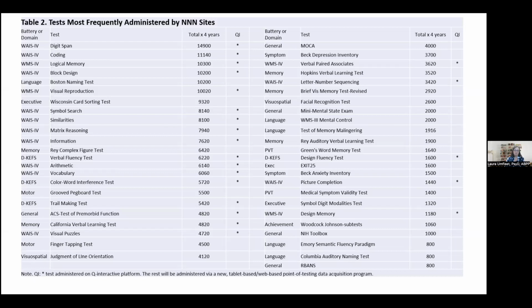So I thought we would start with most commonly administered tests across sites. And you can see that most of these tests are also part of the Rabin et al. study in 2016 that shows that we all kind of give the same thing.